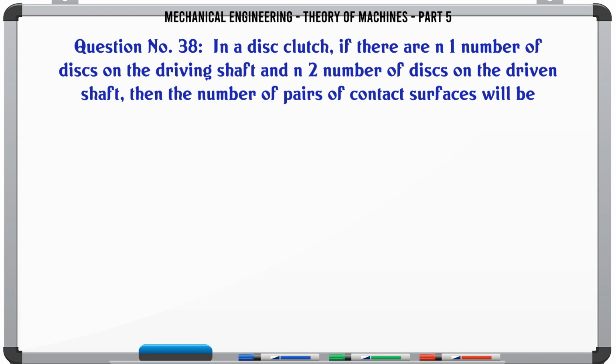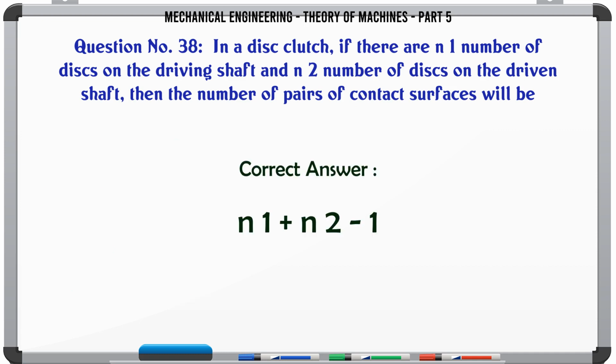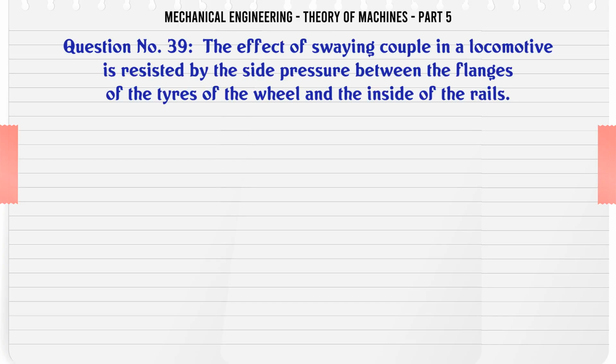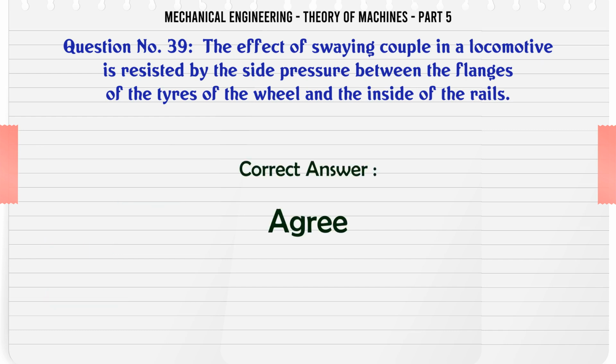In a disc clutch, if there are N1 number of discs on the driving shaft and N2 number of discs on the driven shaft, then the number of pairs of contact surfaces will be A. N1+N2, B. N1+N2-1, C. N1+N2+1, D. N1+N2-2. The correct answer is N1+N2-1. The effect of swaying couple in a locomotive is resisted by the side pressure between the flanges of the tires of the wheel and the inside of the rails. A. Agree, B. Disagree. The correct answer is agree.